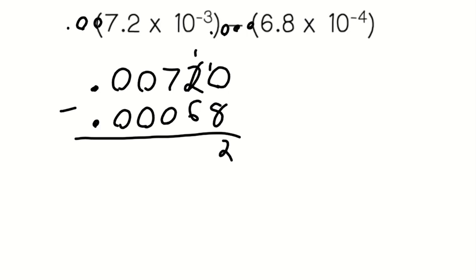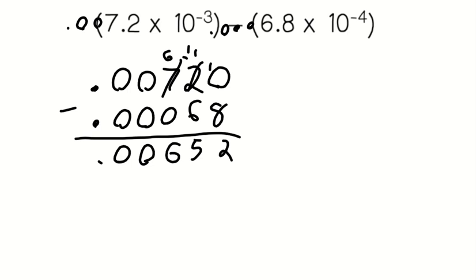I got 1 minus 6. So again, we got 11. 11 minus 6 is 5. 6 minus 0 is 6. 0. Decimal goes straight down. Okay?